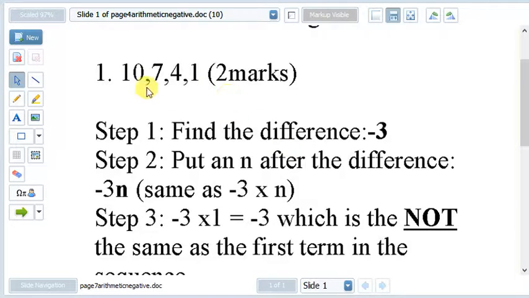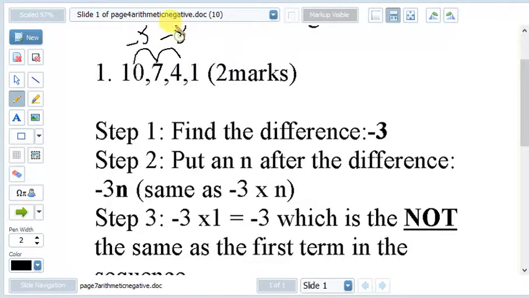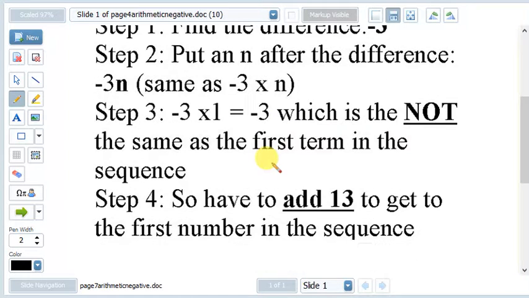So the first one was 10, 7, 4 and 1, and this is just checking that you're on the right lines with this. So first of all, we always find the difference, and the difference in this case is -3, because we're going 10 minus 3 is 7, 7 minus 3 is 4, and 4 minus 3 is 1. Next step, we put an n after the difference, so it becomes minus 3n.